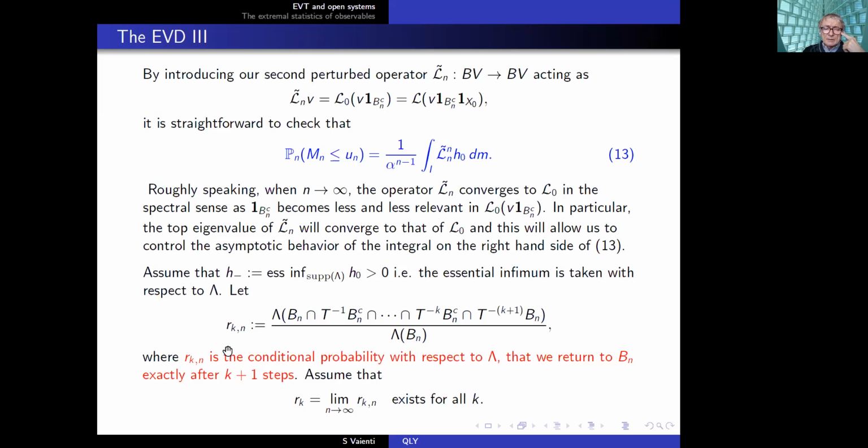So basically, I repeat, I wrote it in red here. This is the conditional probability on the target set, of course, of all the points which at the beginning are in the target set, which jump outside it for k times and come back at the k plus 1 time. And we will assume that these numbers, when n goes to infinity, converge for a given k, which is not usually the case in general, but I will show you that in our case, it does.